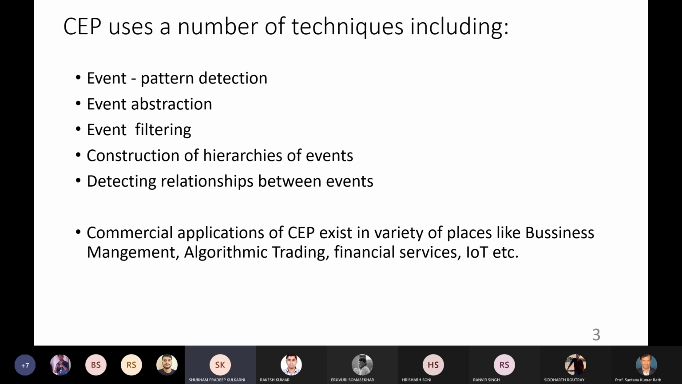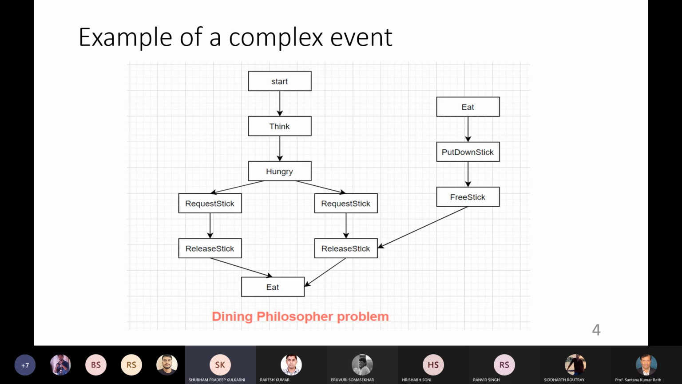Now CEP is used in various commercial applications, in places like business management, algorithmic trading, financial services, IoT, etc. So now we will look at an example of what is a complex event. A complex event is an event where you have many events taking place at random. So this figure shows an instance of events happening for a particular philosopher in the dining philosophers problem.